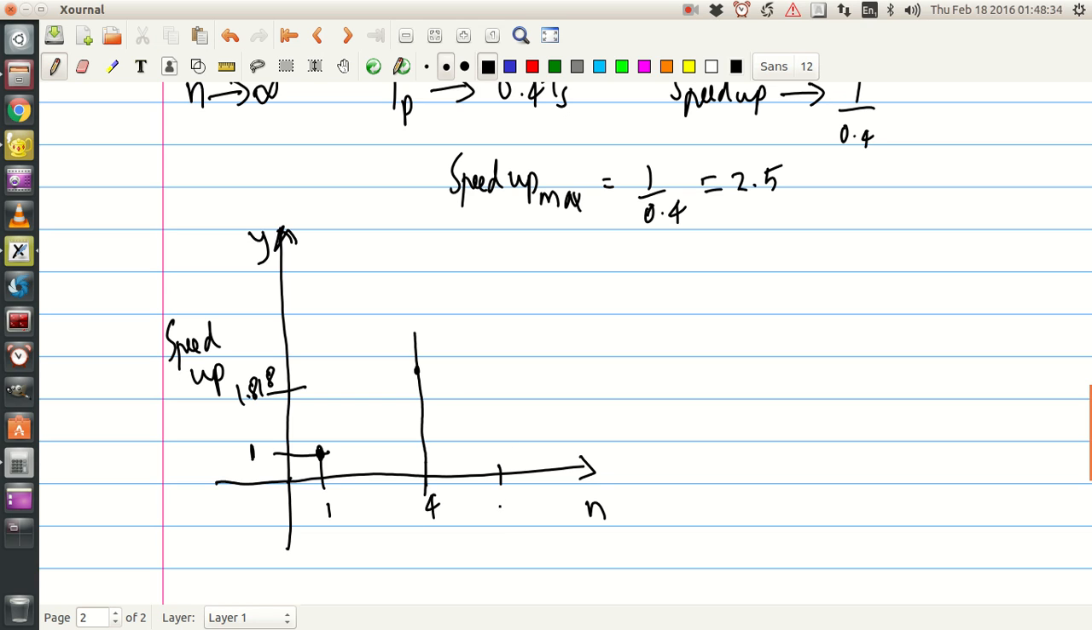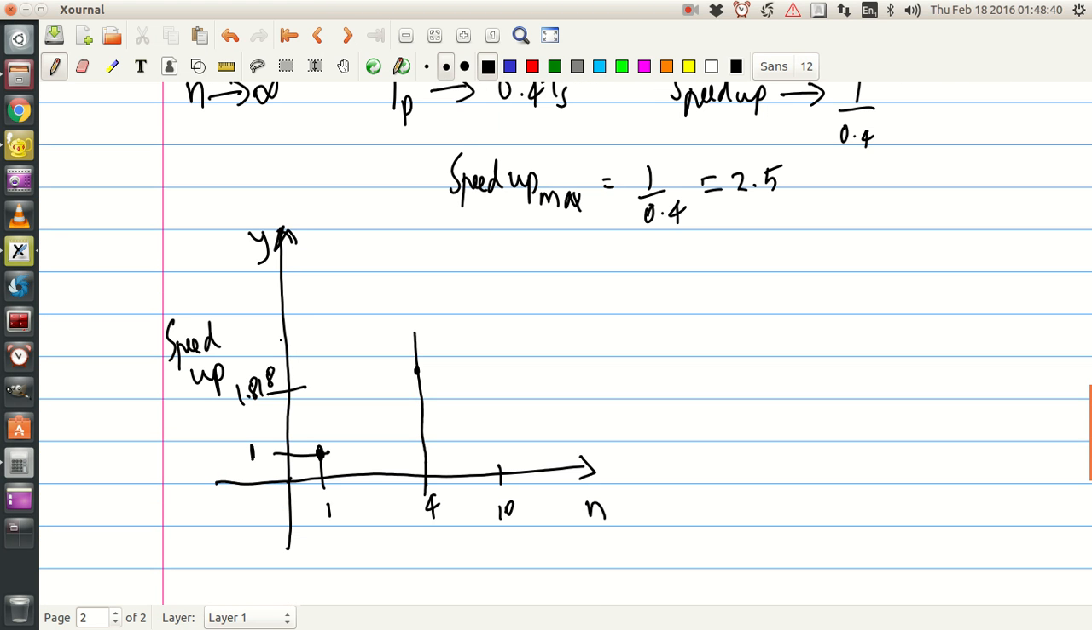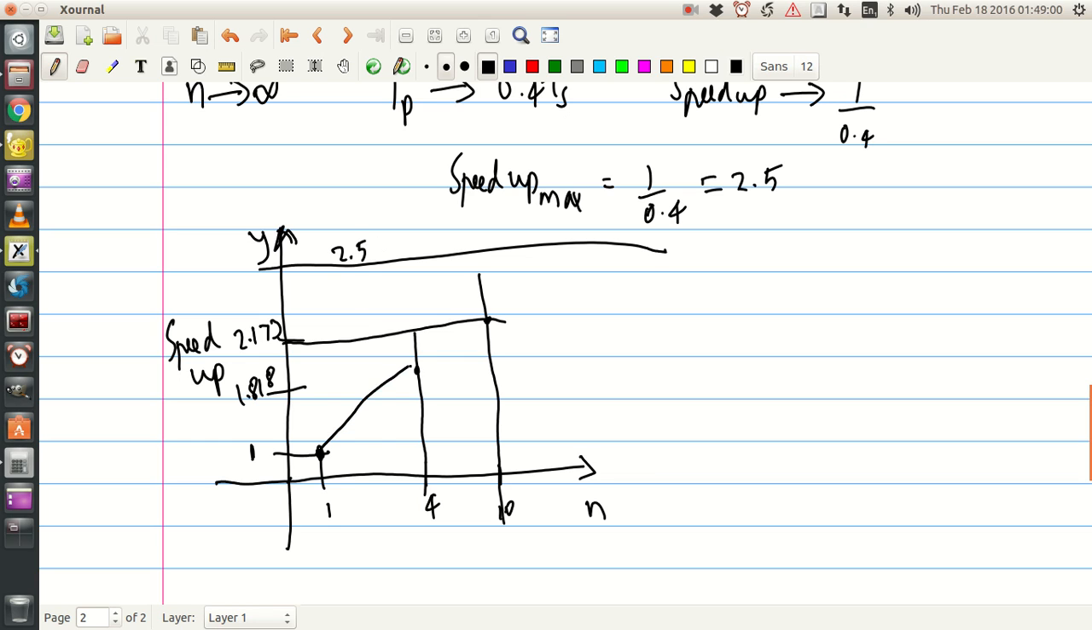For 10, I get 2.173. So this is my 2.5 speed up line, and the curve will go like this and then flatten out asymptotically. When n approaches infinity, these two will meet, but till then it goes asymptotically.